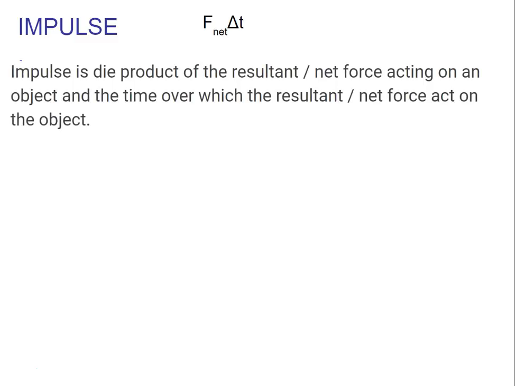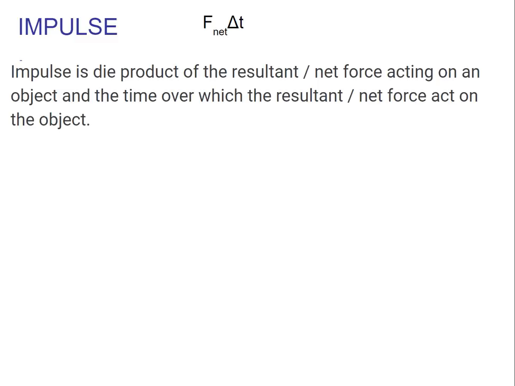Okay, so let's start with impulse. Impulse is defined as the net force acting on an object times the time over which that net force works. So if I put this in words, which you must be able to do, I can say the impulse is the product of the resultant force acting on an object and the time over which the resultant force acted on the object. That I call my impulse.